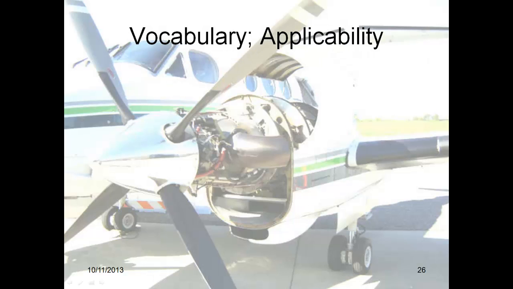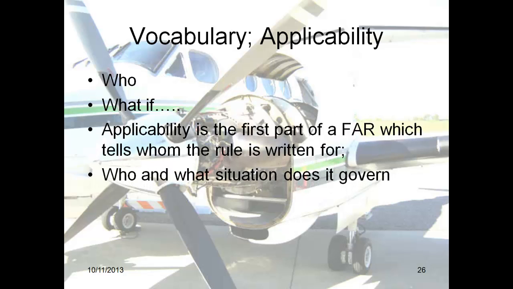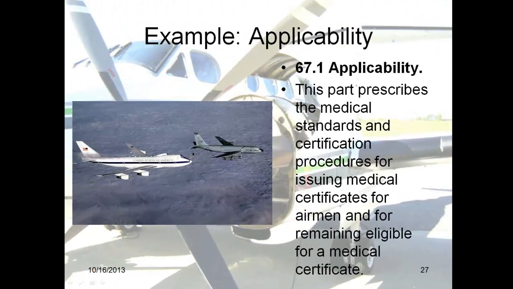Okay, let's talk about applicability for just a second. The word applicability lends itself to who does this apply to? What situation is this regulation written for? So regulations will have an applicability. I mean, there's a reason that they wrote the regulation, and there's somebody they wrote this regulation for. Applicability tells us the who, it tells us the what if. And when they write a section of the regulations, oftentimes the very first thing that they put in it is applicability, and that tells us what it was written for and what situation does it apply to.